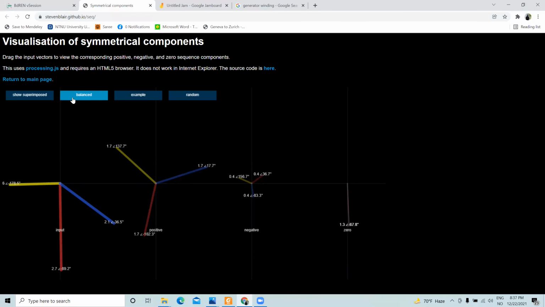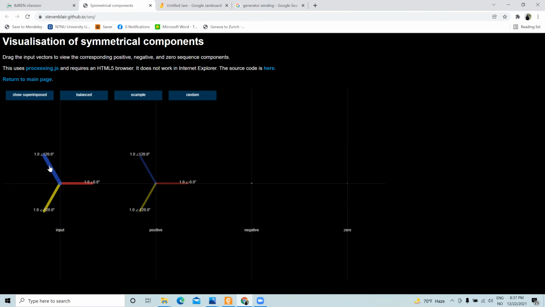So in the case of a balanced network, all these three phases are the same. This is the balanced case. Here you can see phase A, phase B, phase C. If you have an unbalance like this, the blue one is of much longer magnitude than the red and the yellow one, and the angles are also not the same.